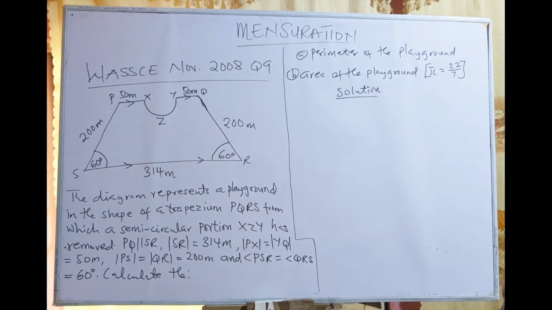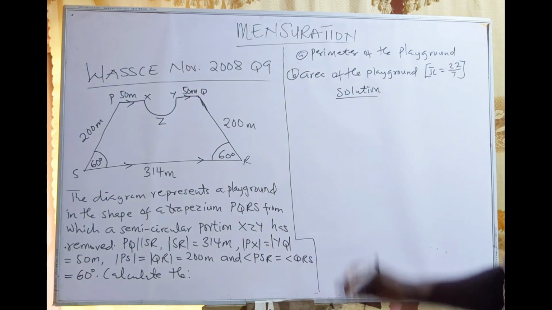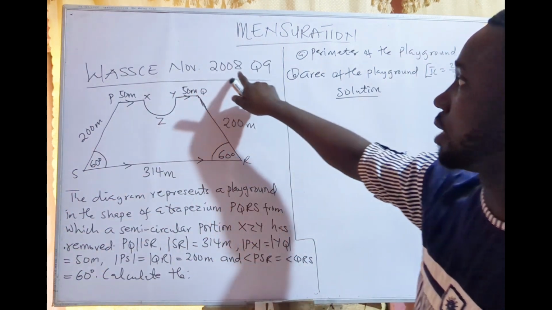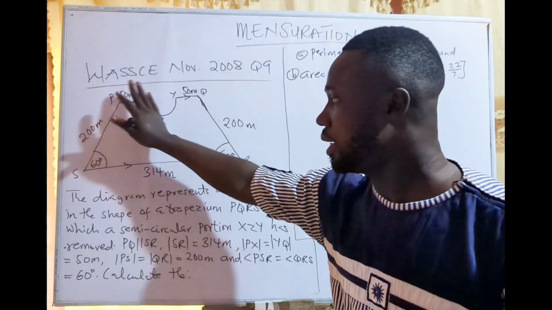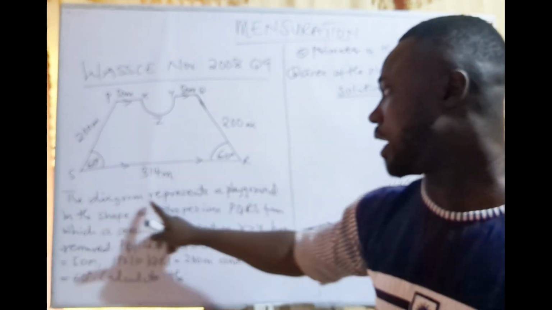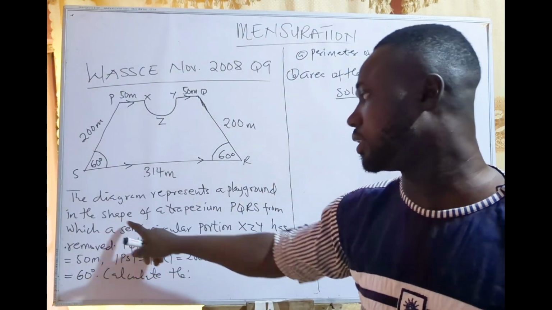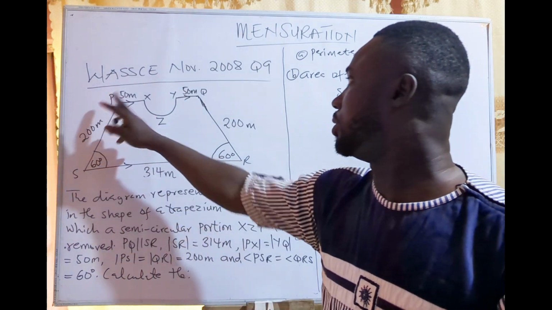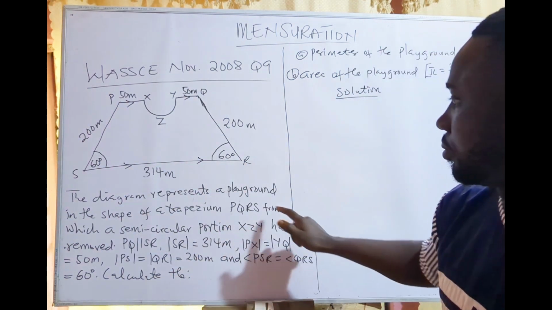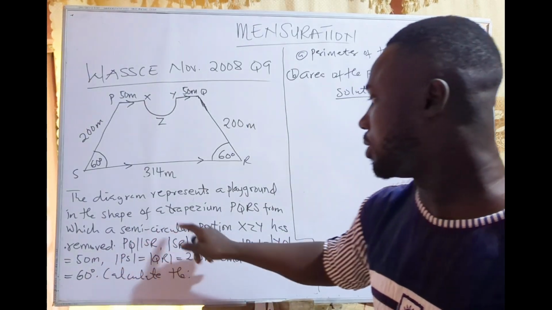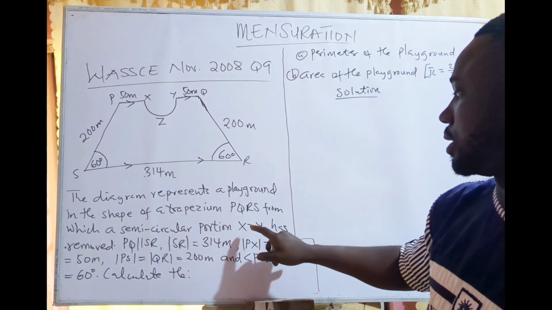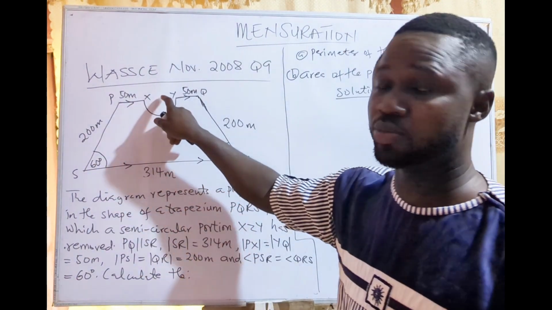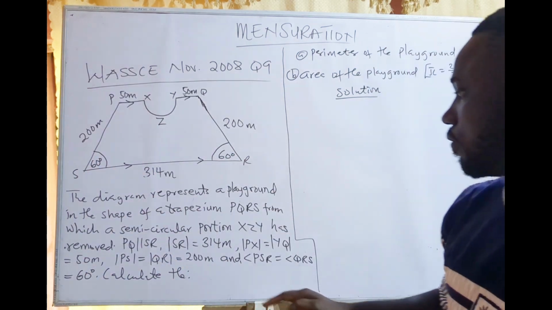Welcome to our lesson, and let's look at this question on trapezium. WASSCE November 2008 question 9. There's a diagram there. It said the diagram represents a playground in the shape of a trapezium PQRS, from which a semicircular portion XZY has been removed. XZY is a semicircular portion that has been cut off.